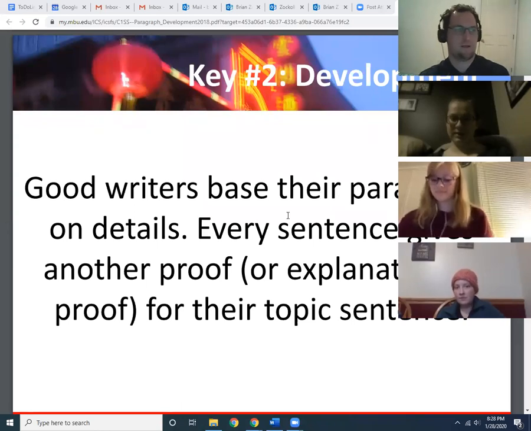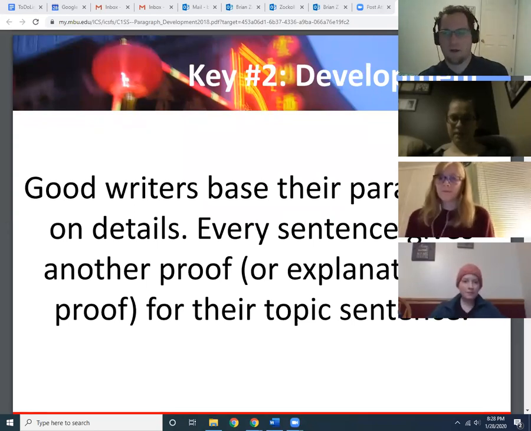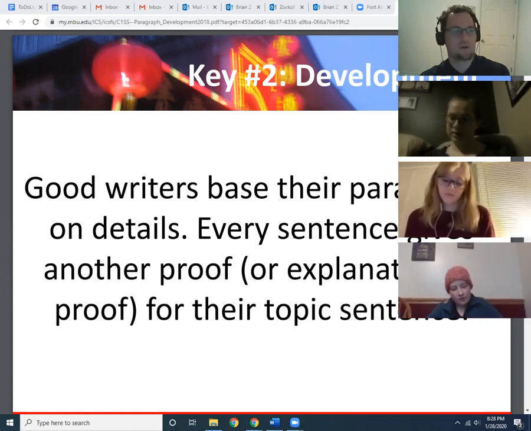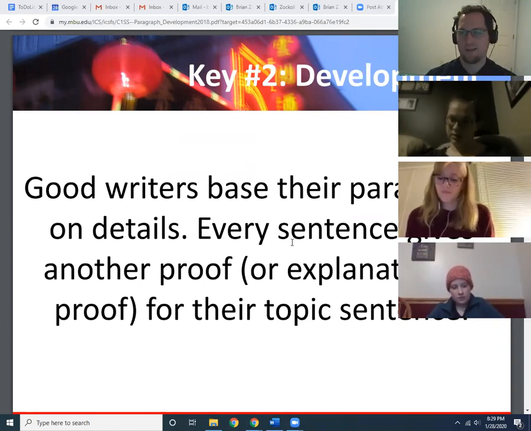Key number 2 is development. Good writers base their paragraphs on details. Every sentence gives another proof or explanation of proof for the topic sentence. The devil's in the details. You've heard that said before. The details are going to be what provides any kind of argument with support.